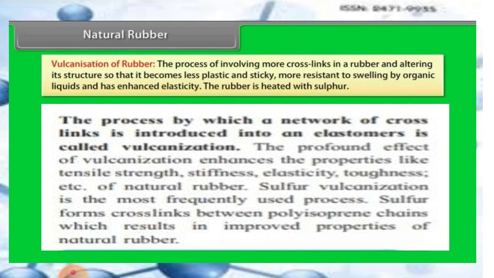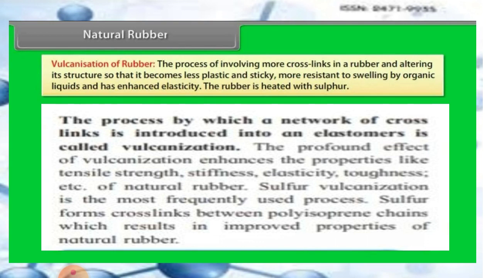Sulfur vulcanization is the most frequently used process. It means the rubber is reacted with sulfur, sulfur vulcanization takes place, and then it gets converted into vulcanized rubber. Sulfur forms crosslinks between polyisoprene chains. Natural rubber is made from isoprene and gets converted into a polyisoprene chain. In this polyisoprene chain structure, sulfur will form crosslinks, which result in improved properties of natural rubber.